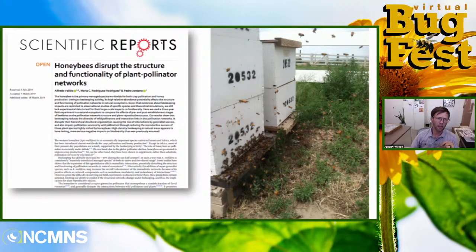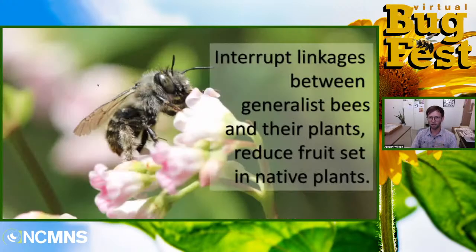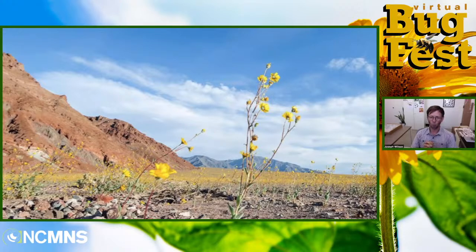Also, it's kind of interesting, this study here suggests that honeybees disrupt the structure of plant pollinator networks. And what they found is that even among generalist wild bees that are not very picky, honeybees interrupt the linkages between generalist bees and the plants that they visit, reducing the fruit set in native plants. So it's not just that honeybees are replacing native bees in these wild settings, it's actually the competition between honeybees and native bees has a negative overall effect on the fruit set in these native plants. So honeybees can have a bad influence on native bees, especially in wild landscapes.